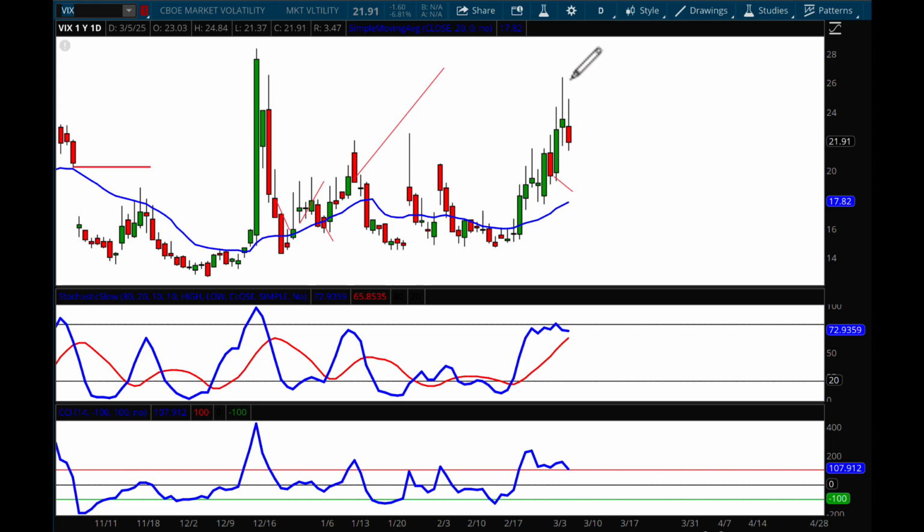Now, the difference here on the VIX is that we have a pivot. See, a lower high followed by a lower low. So that would tell me that we're going to continue a little bit lower towards the end of the week.